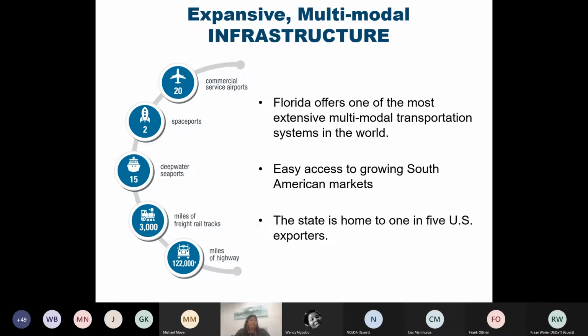Florida also has strong deepwater ports, 15 deepwater seaports, 2 spaceports, miles and miles of rail and road infrastructure, and lastly, very strong telecommunications infrastructure. Next slide, please.